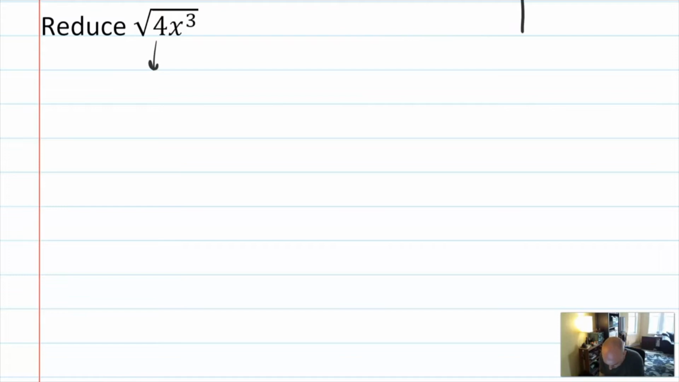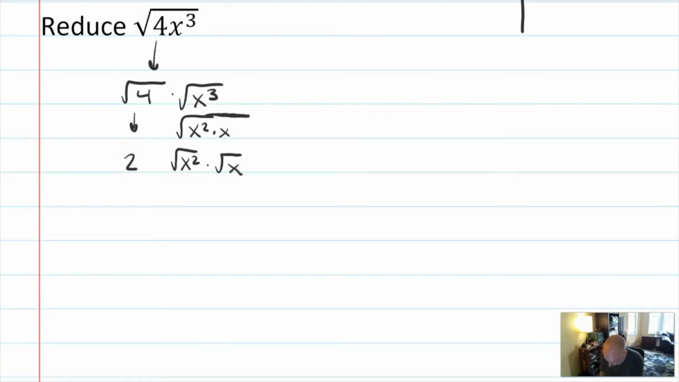So I could split this up into the square root of 4 times the square root of x cubed. Square root of 4 is going to reduce to 2. That I know. x cubed, though, I need to split that up into 2 things. Remember what x cubed is. That's x squared times x. So we'll do this in a bunch of steps. So that means that this could be the square root of x squared times the square root of x.